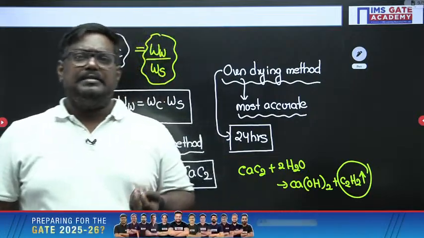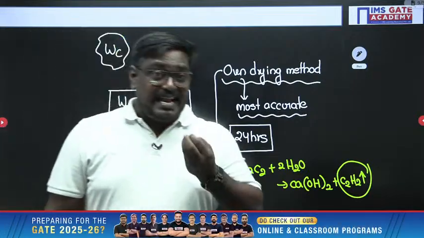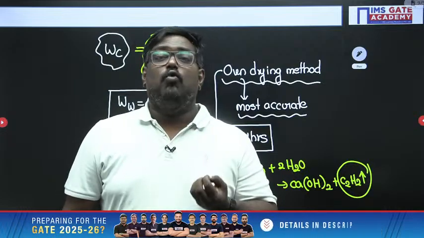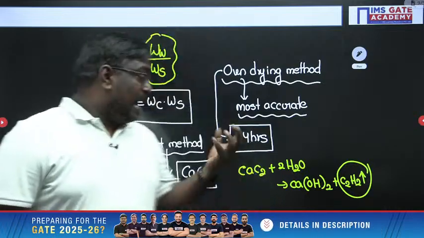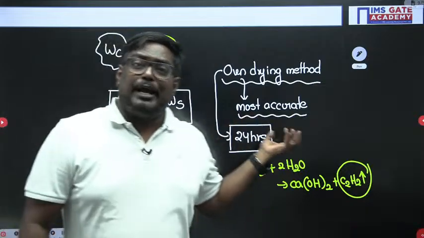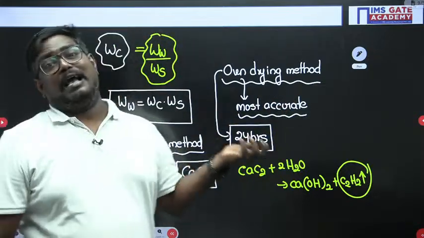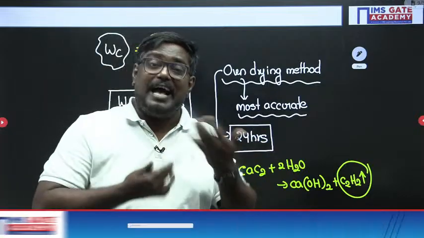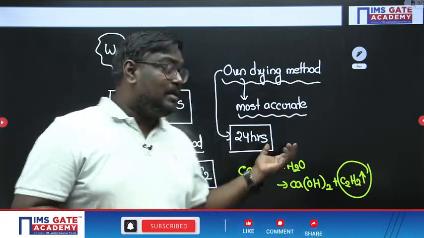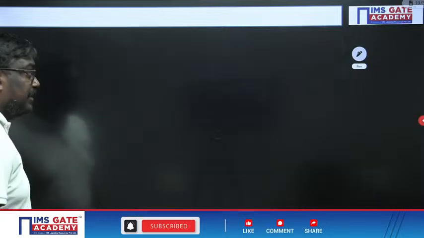Water content is defined as what, my dear students? It is the ratio of weight of water to the weight of solids. Which is the most accurate method? Oven drying method. Which is the fastest method? Calcium carbide method. Which gas is released in the calcium carbide method? Acetylene. Very good, my dear student.